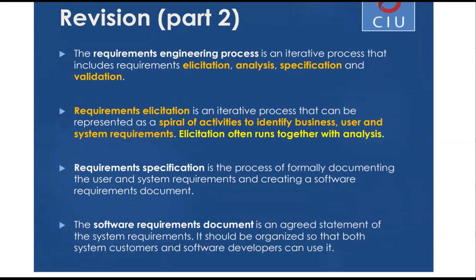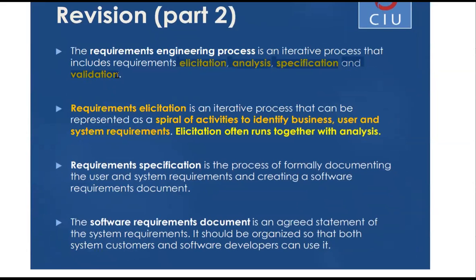Finally, we talked today about the engineering process, which included four different steps: elicitation, analysis, specification, and validation. Elicitation is often combined with system analysis. These are spiral activities to identify the business, user, and system requirements. Once you have defined the business requirements and done the feasibility study to define the user requirements, it goes into the system requirements, and then you can generate a model to validate the requirements. So that is the structure.